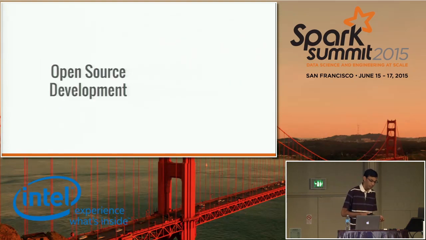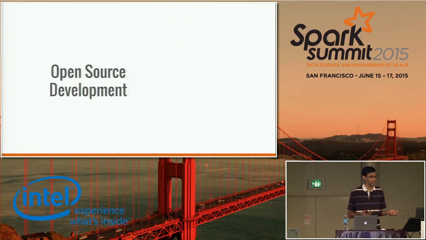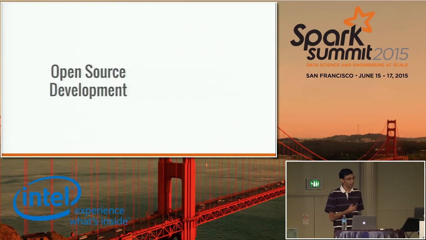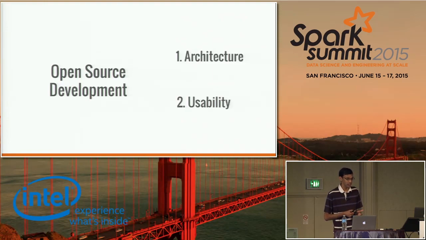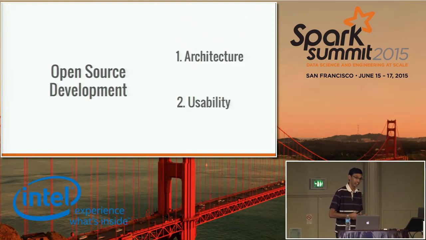After the step, what happened was a long period of open source development, where through the help of a large number of users and contributors, we made a number of improvements to the SparkR project itself. These improvements came in two forms. The first are improvements related to the architecture of SparkR, which help improve performance, deployability, and other aspects of it. And the second class of improvements were related to usability.